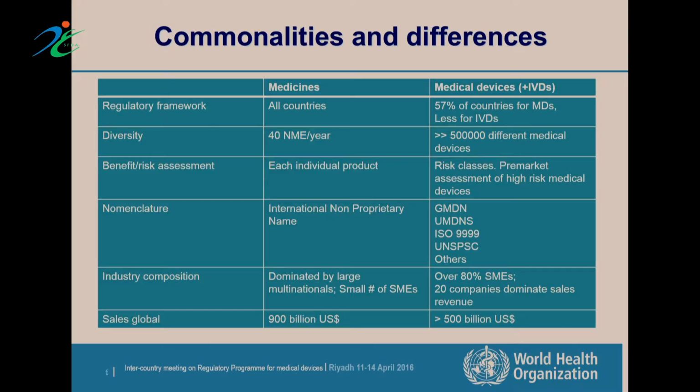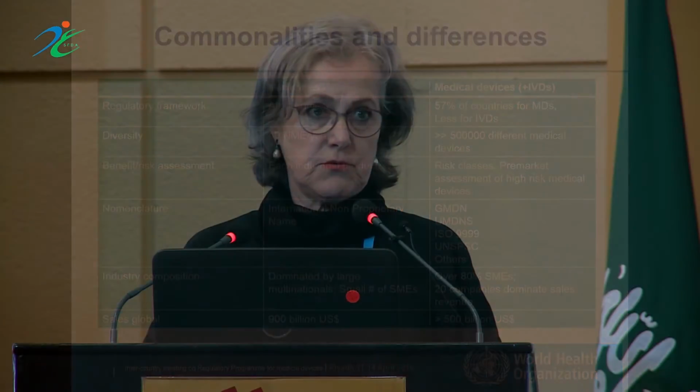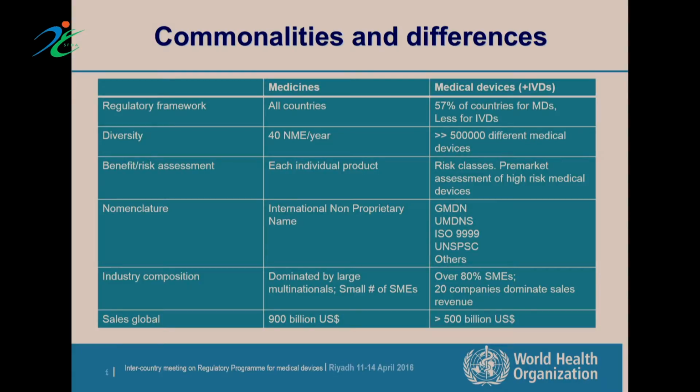There are many more. If you look at the regulatory framework, most countries, I could say all countries, regulate medicines. According to our information, 57% of the member states, 194 of WHO, regulate medical devices. On the medical devices, we have hundreds of thousands of products on the market. We estimate at least 500,000, but it could well be 1.5 million.